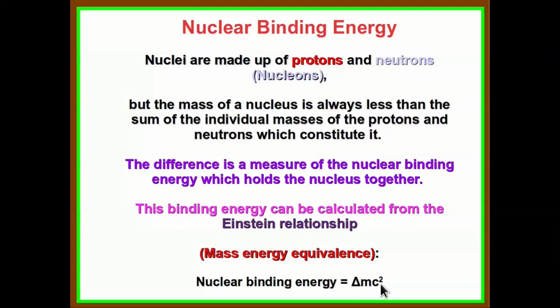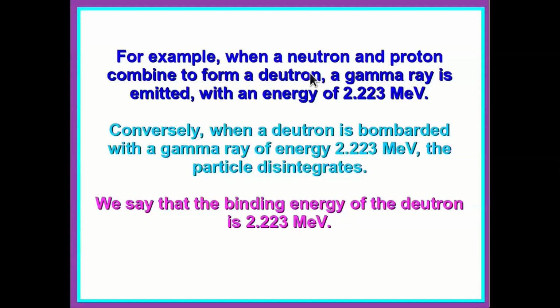Because of the enormity of the magnitude of c, even a very small amount of mass can lead to a large amount of energy. For example, when a neutron and a proton combine to form a deuteron, a gamma ray is emitted with an energy of 2.23 MeV. Conversely, when this deuteron is bombarded with a gamma ray of energy 2.223 MeV or slightly more, the particle will disintegrate. We say that the binding energy of the deuteron is 2.223 MeV, and this is a sort of threshold energy for the disintegration of the deuteron to take place. This is actually known as photodisintegration.